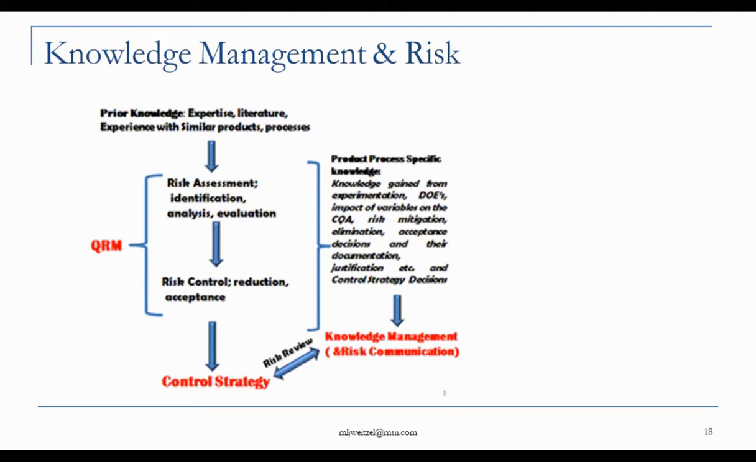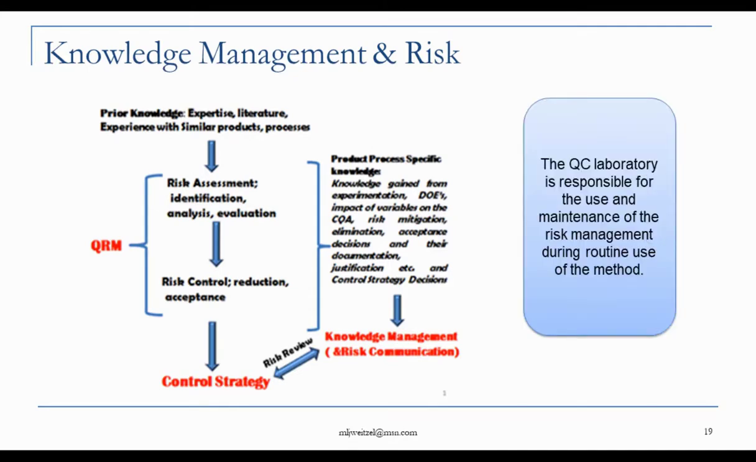Are you going to reduce them? Or are you just going to accept them? What are you going to do? And that becomes your control strategy. Of course, you do a regular risk review and document that in your knowledge management. It's the QC laboratory that's responsible for the use and maintenance of the risk management during routine use of the method. And how do you do this? Well, for an analytical procedure, measurement uncertainty and its evaluation is how you manage the risk for that reportable value.